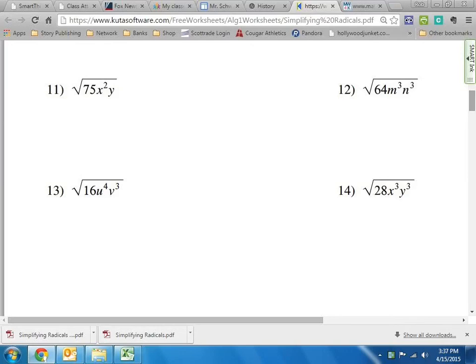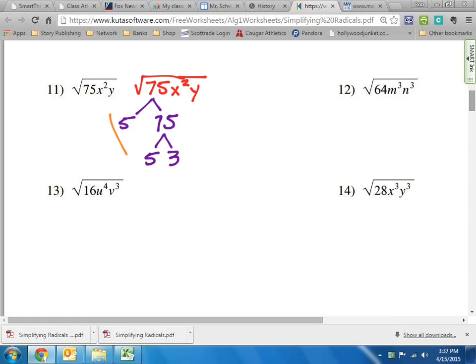So on this page, I'm just going to rewrite the problem right next to it. So 75x squared y. Let's worry about just the number right now. Just the number 75. What numbers go into 75? Well, I know 5 and 15 go in there. 5 times 15, yep, that's right. And then we can break down 15 into 5 and 3. And wouldn't you know it, I have all prime numbers, and that's what we want.